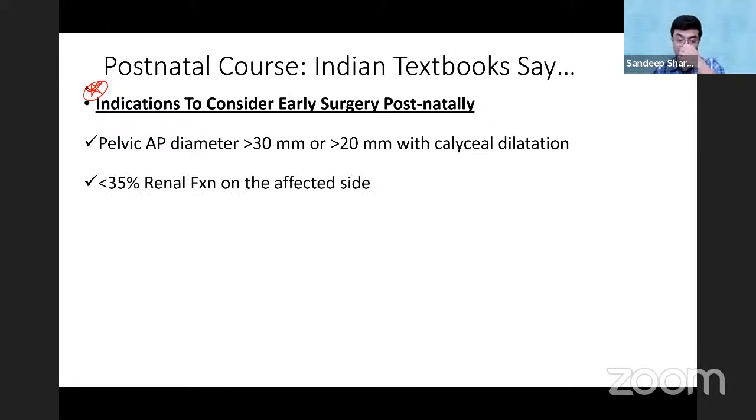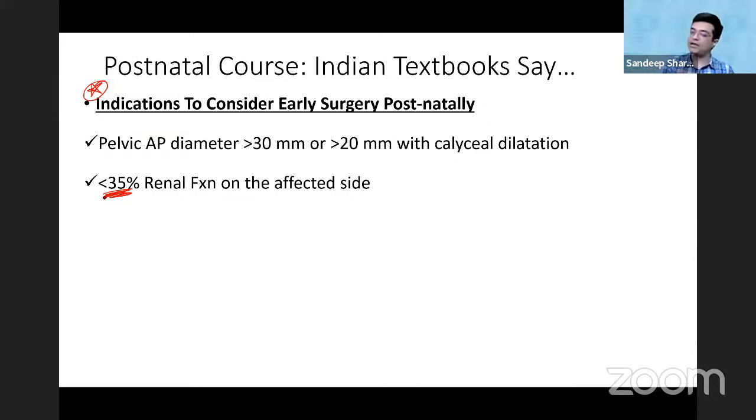If there is less than 35% renal function on the affected side, that is also an indication to consider surgery. Now, this point, less than 35%, is controversial. Let me say it very clearly. Some Indian textbooks and one review article say less than 40%, and some Indian textbooks and review articles say less than 35%. The ones which are more common, more popular, and written by some of the very eminent names in the field of pediatric nephrology say less than 35%. So I'm taking the value of less than 35%.